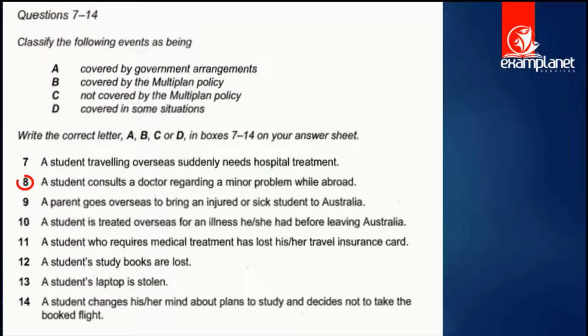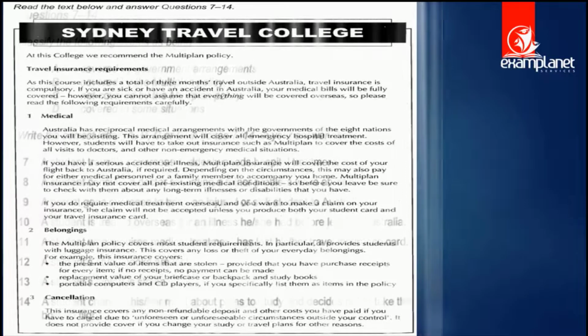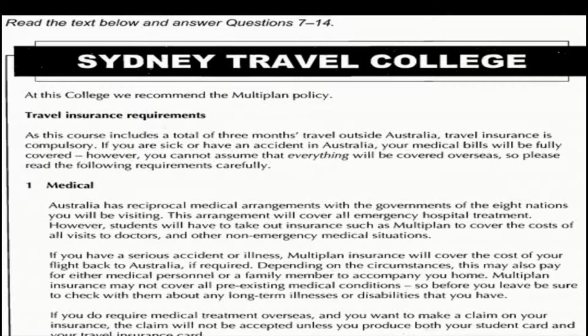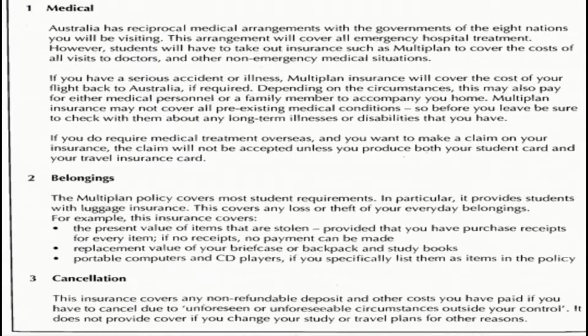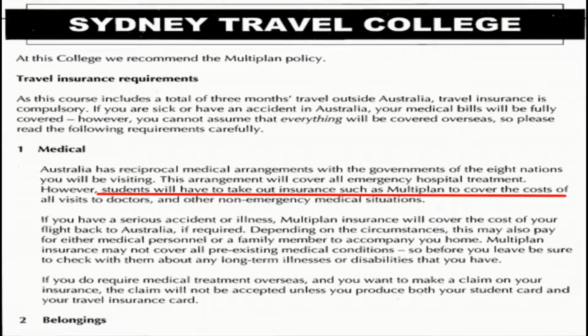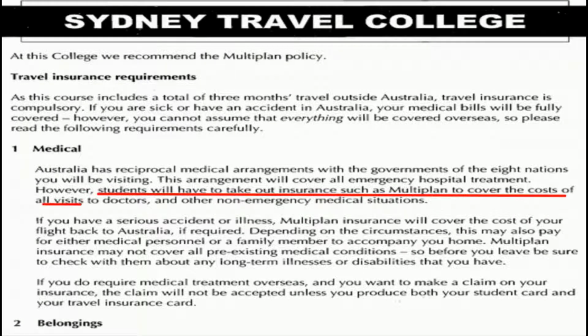For question 8, a student consults a doctor regarding a minor problem while abroad. We can actually see the clue in the same paragraph. That's the first one under medical, where you have students who have to take out insurance such as multi-plan to cover the cost of all visits to doctors. So that tells us that the answer would definitely be B.